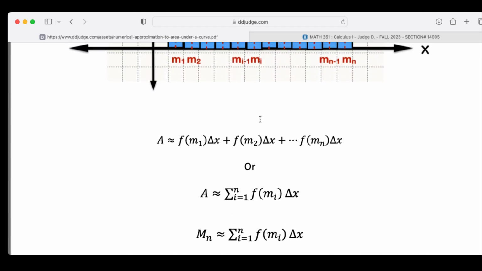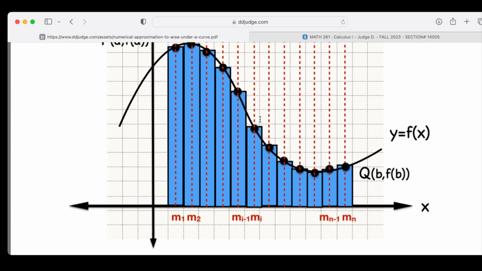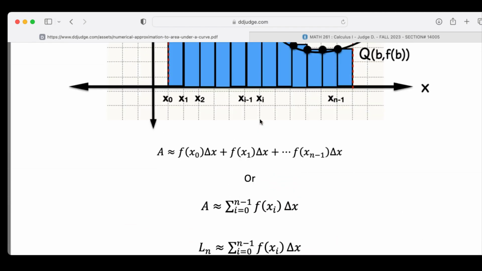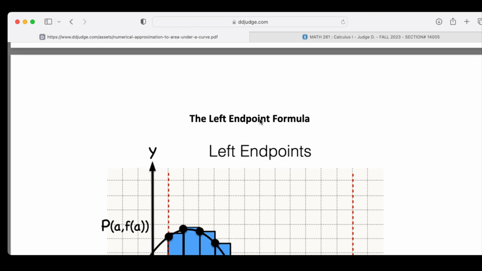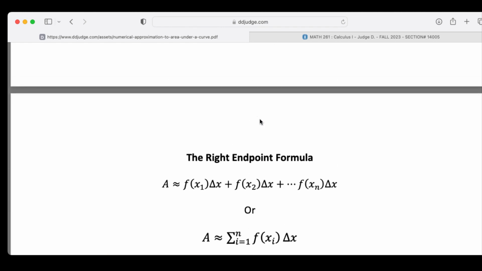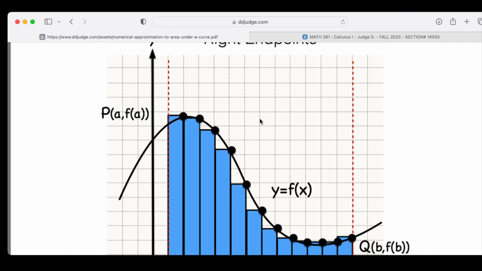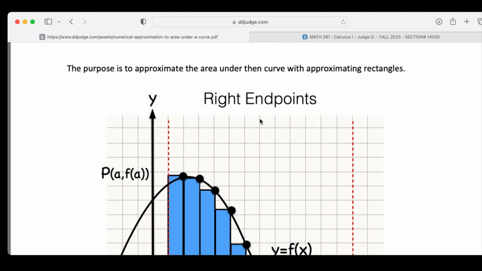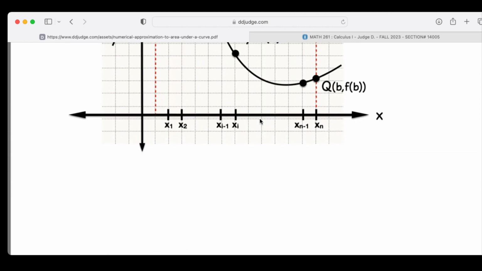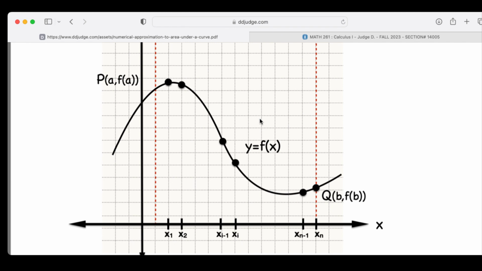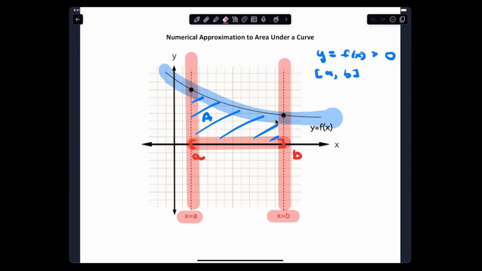Let me go here to you guys. Remember, there's a couple of things that we want to talk about. If you guys remember yesterday, what did we work with? Do you remember what we did? We approximated what? Area based on these different formulas. Right endpoint, left endpoint. So let me go back to this portion right here.